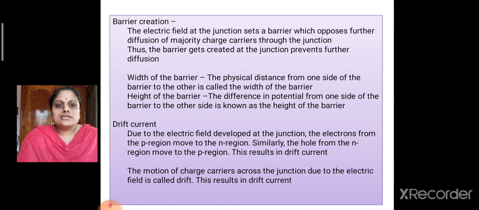Now let us see what is drift current. Due to the electric field developed at the junction, the electrons from the p side move to the n side. Similarly, the holes from the n side move to the p side. This results in drift current. The motion of the charged carriers across the junction due to the electric field is called drift, and this drift results in drift current.